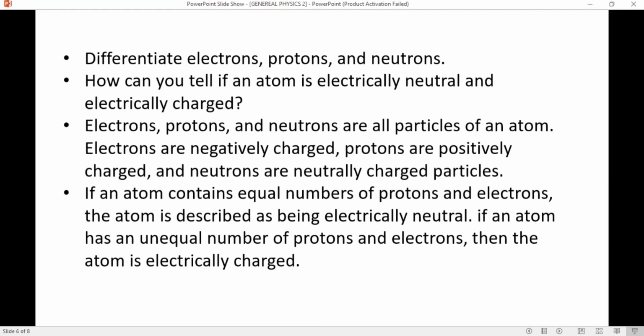Equal ang number. In chemistry, that is stable. Kapag hindi equal yung numbers of protons and electrons, ibig sabihin, that is electrically charged.